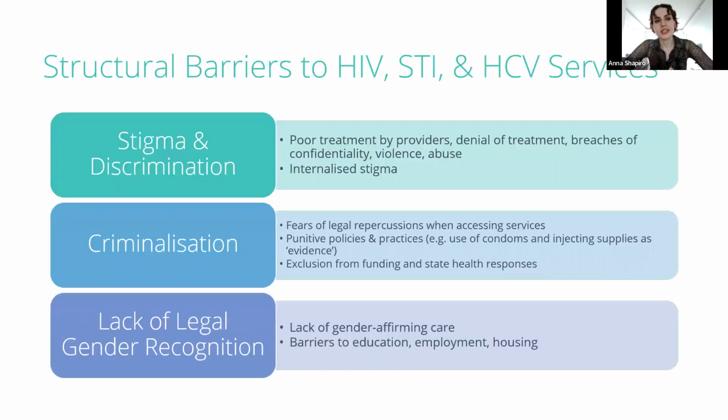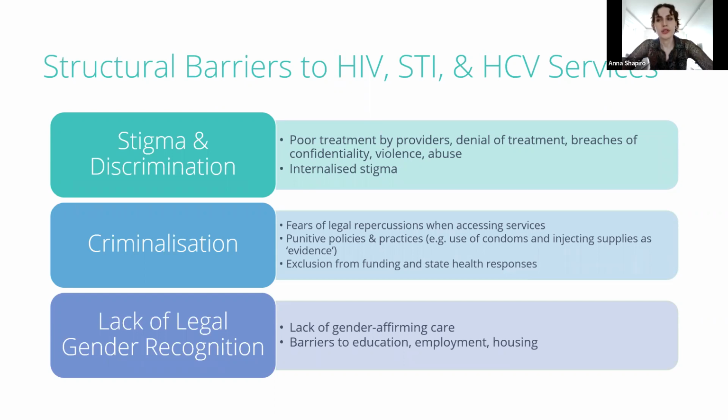And now let's look at some of the structural barriers to HIV, STI, and hepatitis services. These are also not new at all, but they bear repeating because they continue to powerfully shape key populations' values and preferences, as well as access to services. So stigma and discrimination lead to poor treatment by providers or even denial of treatment. They foster breaches of confidentiality, as well as violence and abuse within healthcare settings.